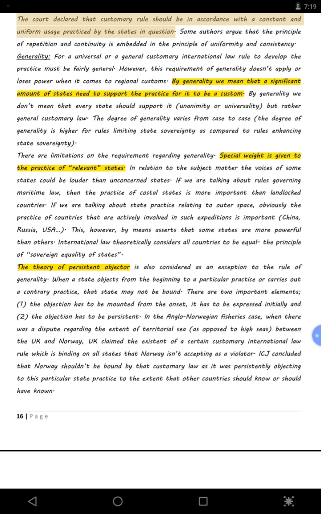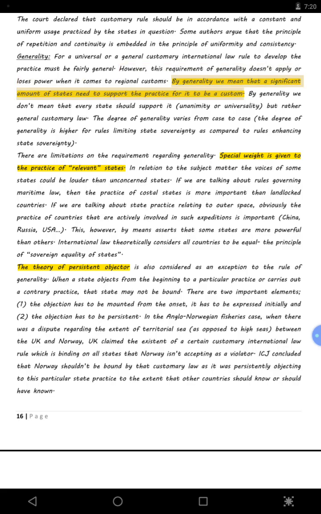The court declared that customary rule should be in accordance with the constant and uniform usage practiced by the states in question. Some authors argue that the principle of repetition and continuity is embedded in the principle of uniformity and consistency. Generality: for a universal or a general customary international law rule to develop, the practice must be fairly general. However, this requirement of generality doesn't apply or loses power when it comes to regional customs.